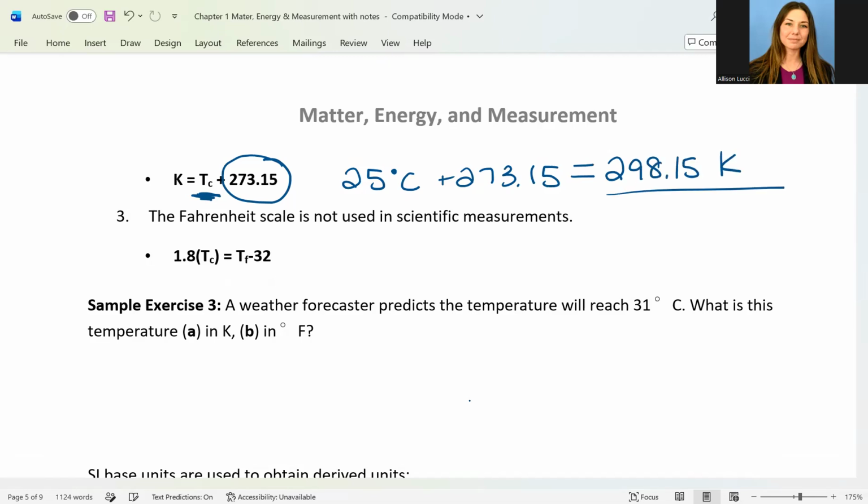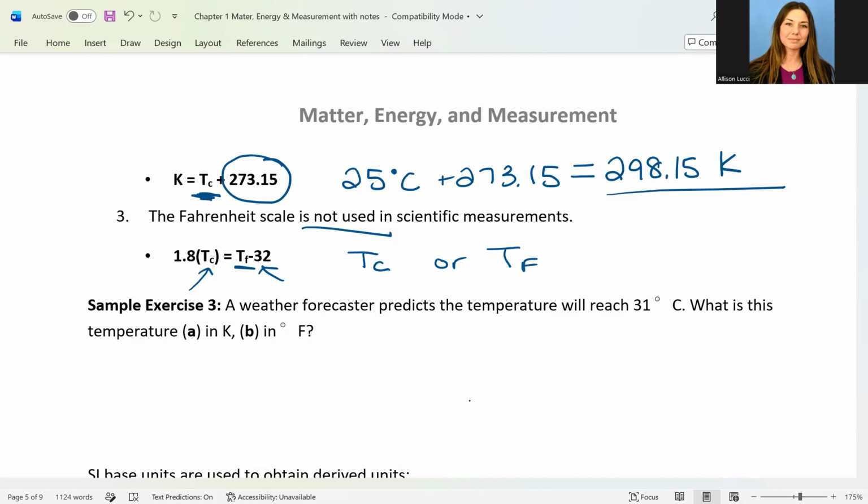The Fahrenheit scale, this is not used in scientific measurements, but we still can convert if we're given a temperature in Fahrenheit to Celsius, or vice versa. So we see here, if we plug in temperature in Celsius and multiply by 1.8, we can solve for our temperature in Fahrenheit minus 32 degrees. So we can rearrange this equation accordingly to solve for either the temperature in Celsius or the temperature in Fahrenheit, depending on what we're looking for.